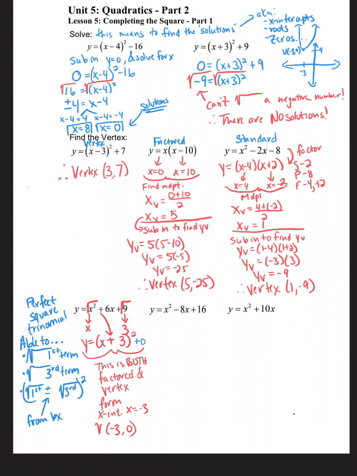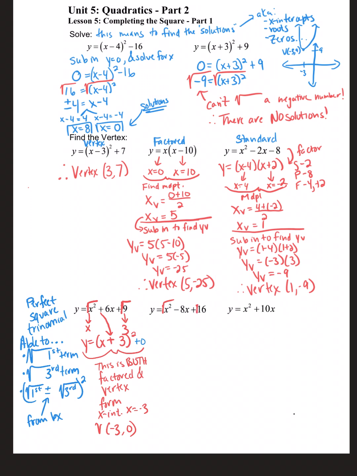If we look at the x-intercept as if it was in factored form, it would be -3. And our vertex, if we look at it as if it's in vertex form, would be at (-3, 0). Okay, so let's look at another one and see if we can get it to a form that looks both like factored and vertex. This next one is obviously going to be a perfect square trinomial again.